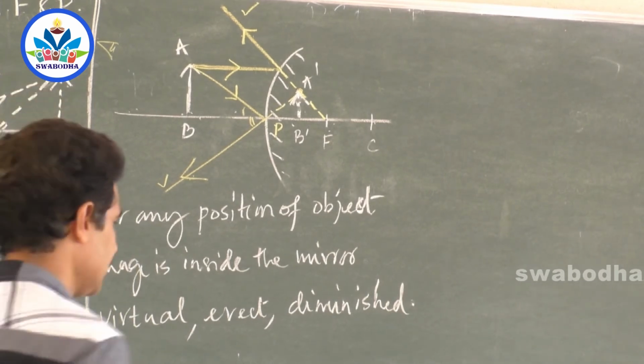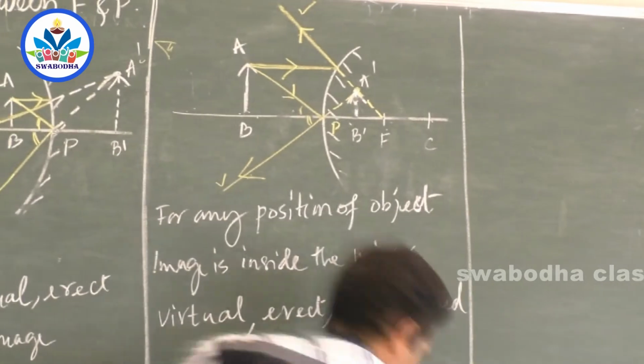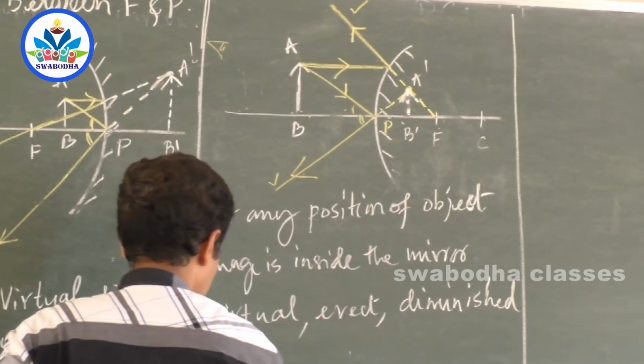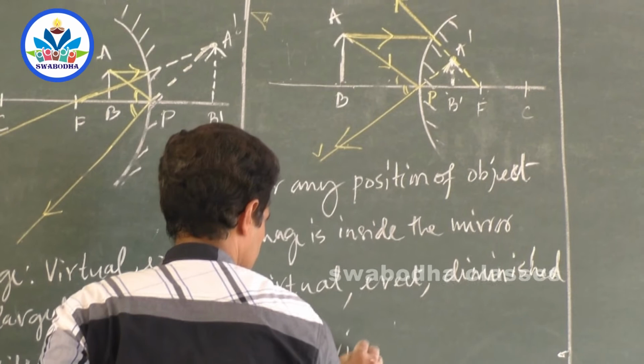Sir, because of this special case, is the convex mirror used anywhere? Yes, it is the rear view mirror in vehicles.